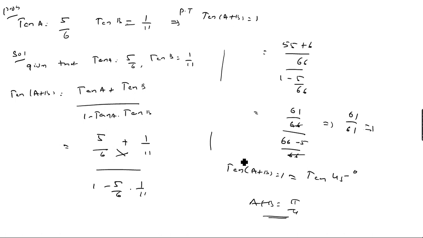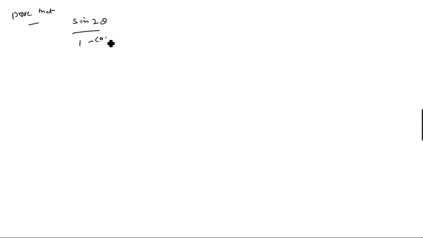suppose the paper is tough. Next basic one is sin 2 theta. Prove that sin 2 theta by 1 minus cos 2 theta equals cot theta.